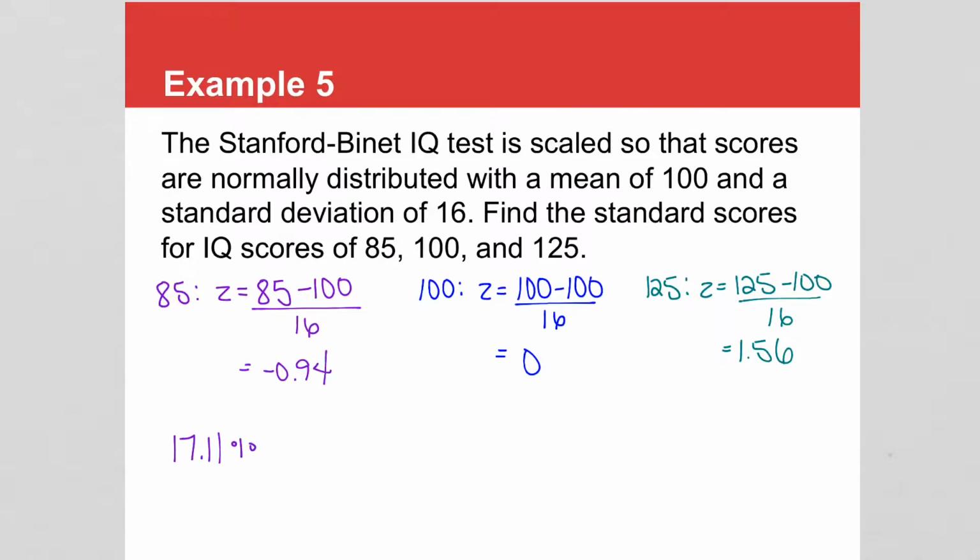Now, what this means is important, okay? This does not mean that you got 17.11% of the questions correct or something like that. No. This means that if your IQ is 85, then you scored better than 17.11% of the population.